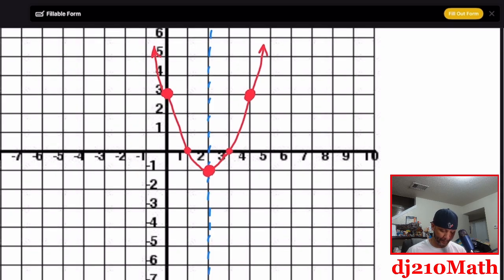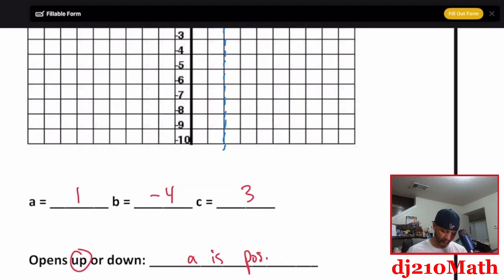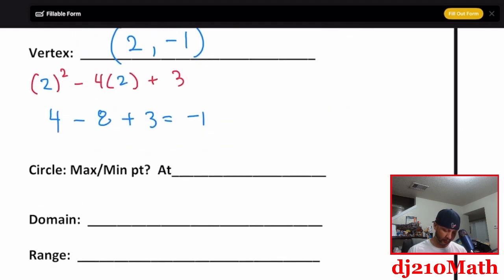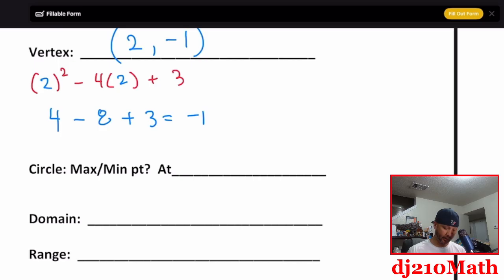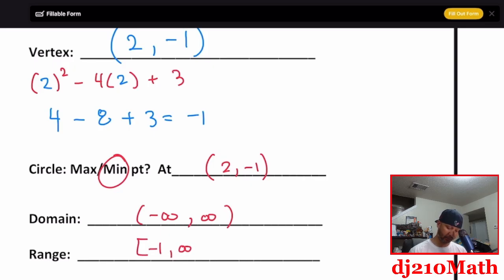Okay. Answer some questions. We know that it has a minimum value, which is at the vertex. And the domain, all quadratics, is always all real numbers. The domain for any quadratic is all real numbers. And the range is going to be from the y value towards infinity since it opens up.